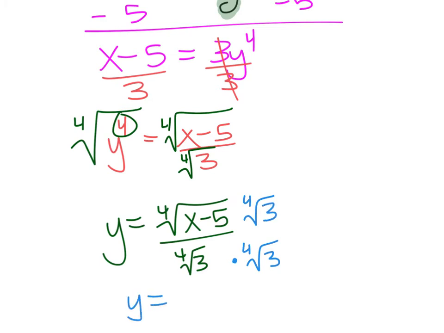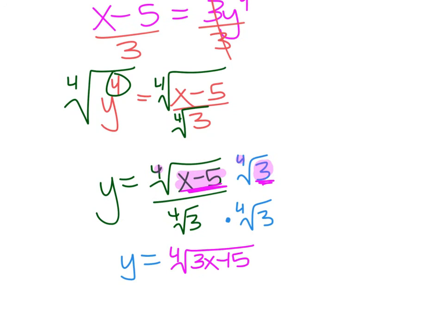Now in the numerator, because both of these terms are underneath the fourth root, we can combine them. So we can write this as the fourth root of, and then we just multiply the 3 times both of these terms. So 3x minus 15. And in the denominator, the same thing happens as if you had a square root. When you multiply two roots together of the same thing, your answer is just 3.